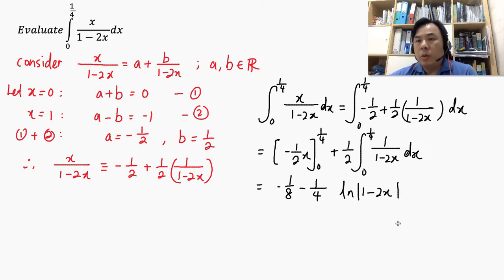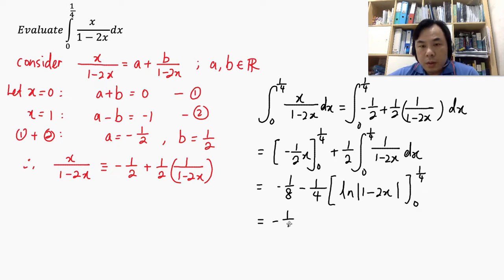Preferably we put a modulus sign here in order to avoid math errors when we calculate ln that involves a negative number. And then there you have it. That will be the definite integration here. And then finally all we need to do is just substitute the upper bound and the lower bound.